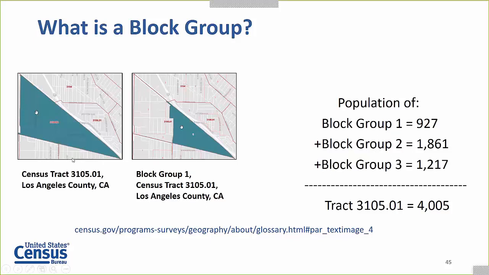So what you see here on the slide, on the left-hand side is a map of a census tract in Los Angeles County, and that census tract has 3 different individual block groups that fit neatly within the census tract boundaries. So the right map shows you the block group 1 within that census tract, and on the right-hand side also helps show you from a data standpoint that the population totals from each of the 3 block groups totals to the population of that particular census tract. So let's go ahead and move over to our live demonstration.